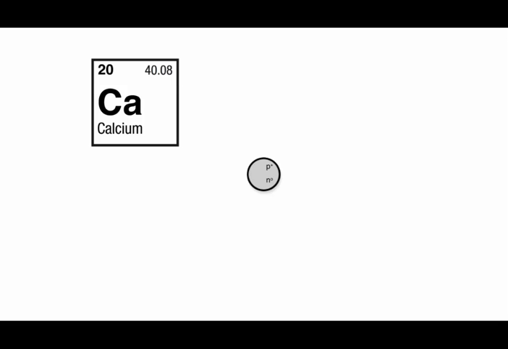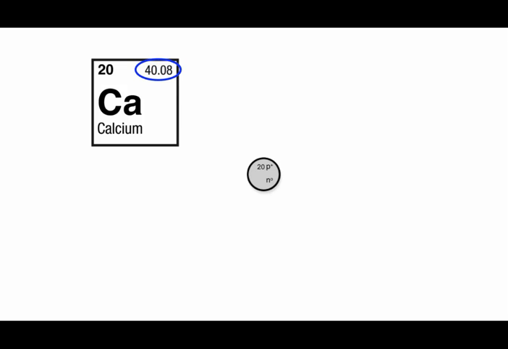Just a reminder about how to determine the number of protons and neutrons. We know that the atomic number represents the number of protons. If we use the atomic weight, we know that it is an average of the mass of calcium atoms. We round to the nearest whole number to determine the number of neutrons for a Bohr Rutherford diagram.